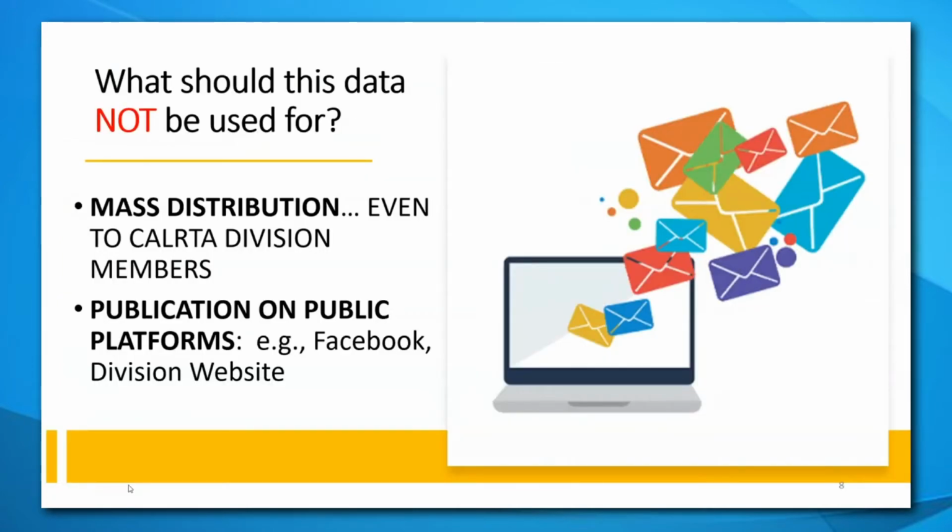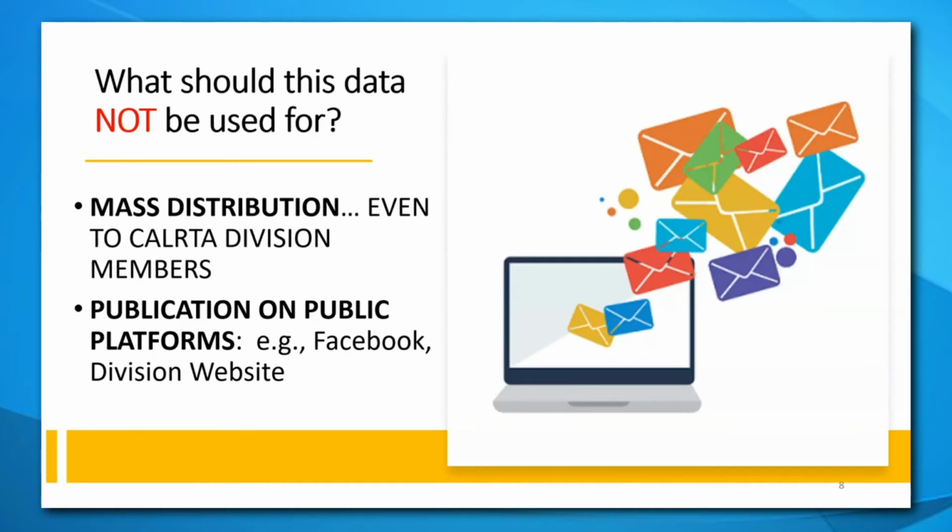I've mentioned what the file is typically used for, so now let's talk about what it is not to be used for. Now, this data file is not intended for mass distribution, period. It should not even be sent or forwarded in its entirety to CalRTA division members. Now remember, as mentioned in the previous slide, access to the complete file should be extremely limited. And this may seem obvious, but it is also not to be shared on any public platform, including Facebook, Instagram, or even your division website. These are public domains and not secure.